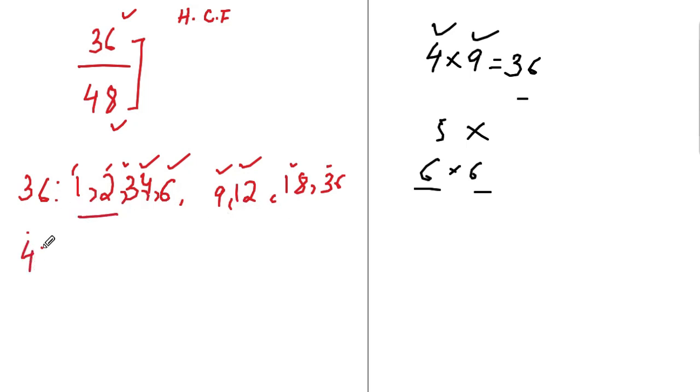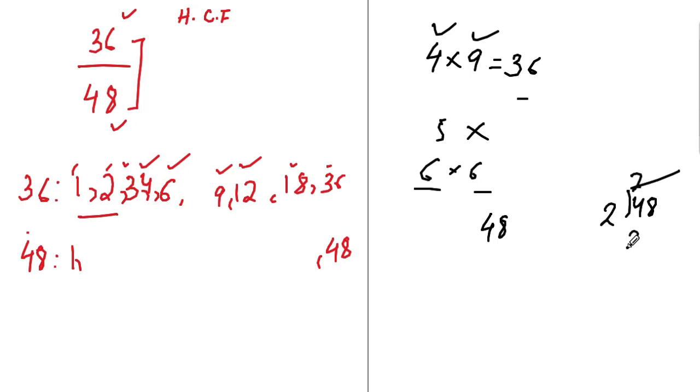Now coming towards 48, 1 times 48 is 48. So right here in this way. Now coming towards 2, how can we divide it directly without using the bus stop method? If you use it like this, you will do it like this.